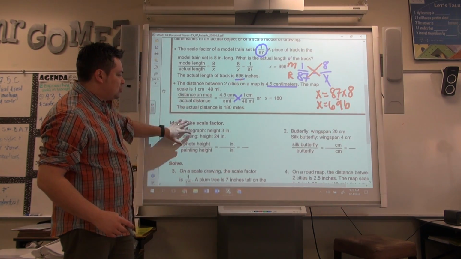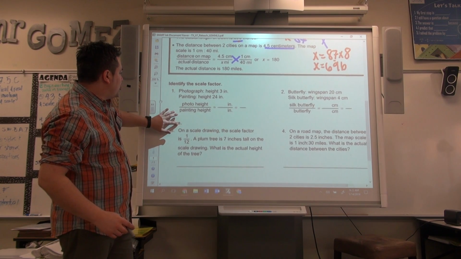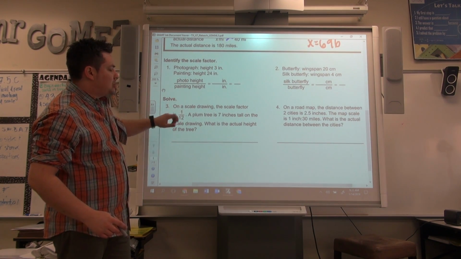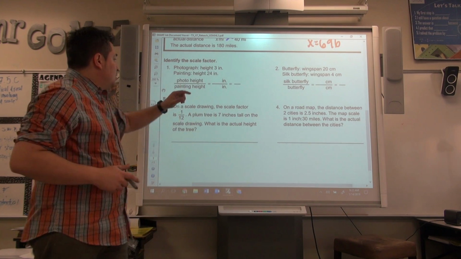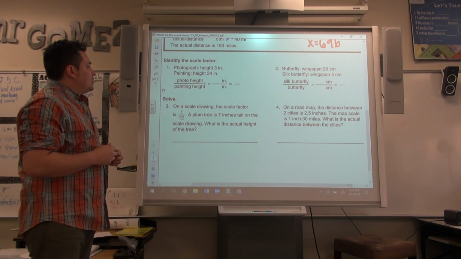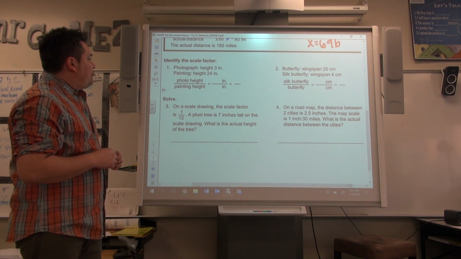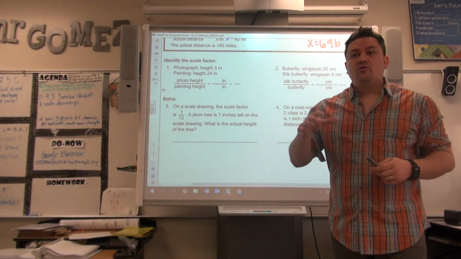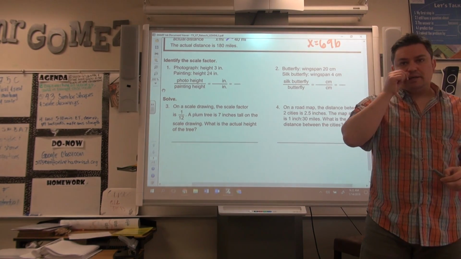So let's do these 4 examples real quick, and you have this paper with you. So make sure you write in this. These are going to be your notes. Now, number 1. Identify the scale factor. We're just going to identify the scale factor. We don't need to know the new measurement or anything like that.